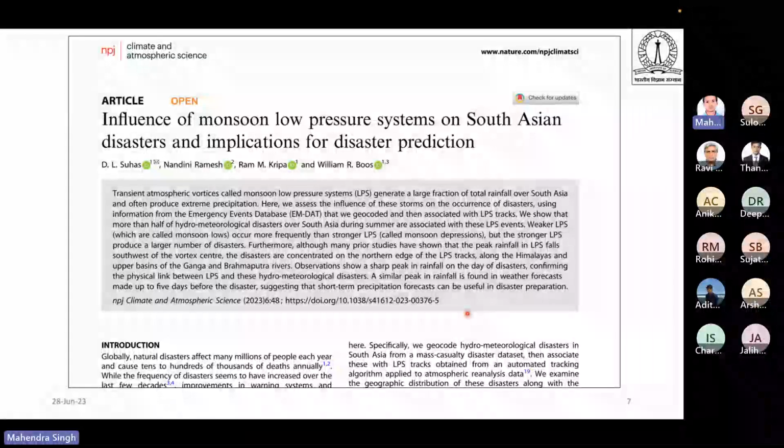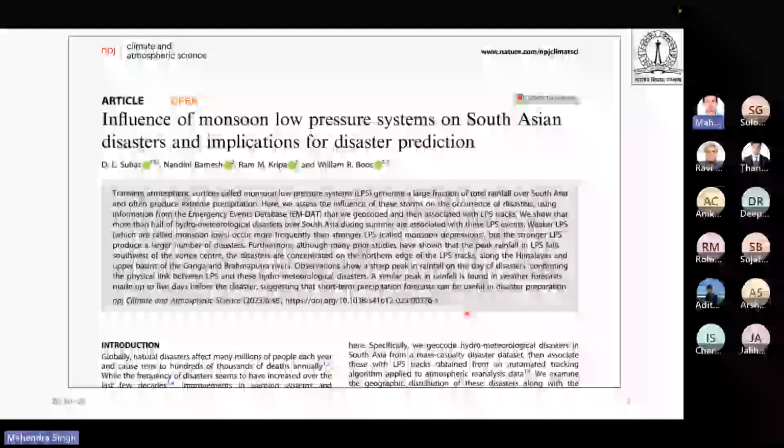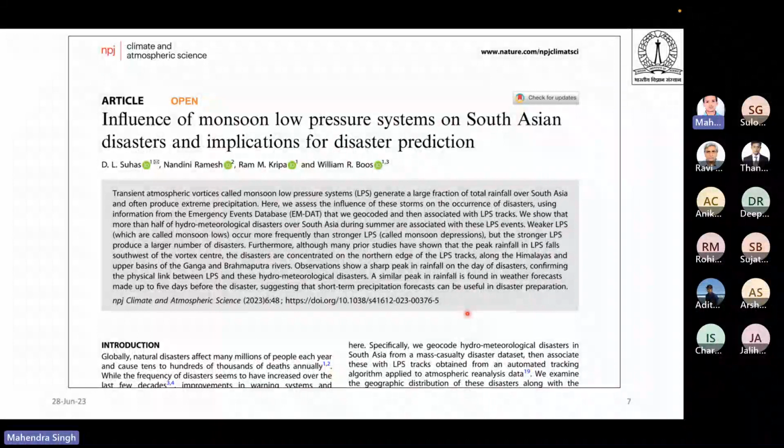Today I will discuss this particular paper, which mostly focuses on the influence of monsoon low pressure systems on South Asian disasters. It was recently published, and Professor Srinivasan sir suggested that someone could present this paper, so I thought I could present it.